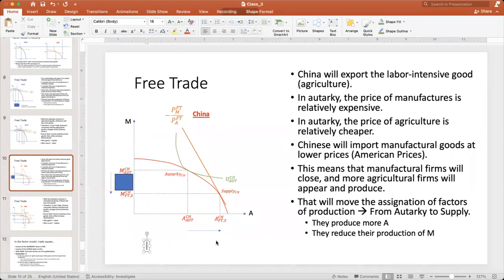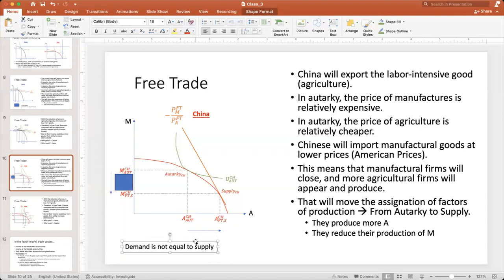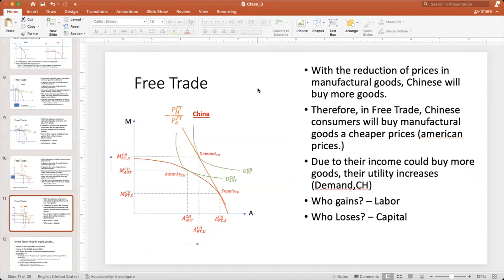Remember, demand is not equal to supply in free trade. So China will produce more agriculture and they will reduce their production of manufactures. But what happens with the demand? So with the reduction of prices in manufactured goods, Chinese will buy more goods. Therefore, in free trade, Chinese consumers will buy more manufactured goods at cheaper prices, the American price. So they could demand more manufactured goods because they are allowed to buy these products from America, and America is producing these products at lower prices. So because their income could buy more goods, their utility increases. So we are moving from the autarky point to the demand point.